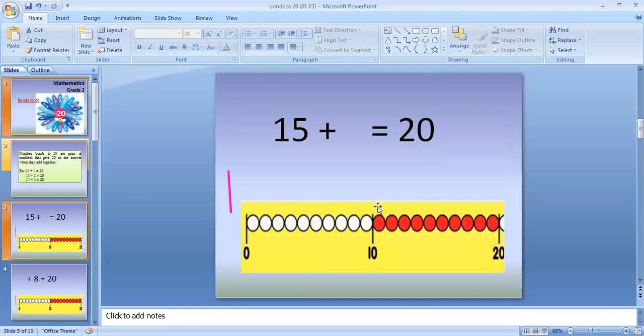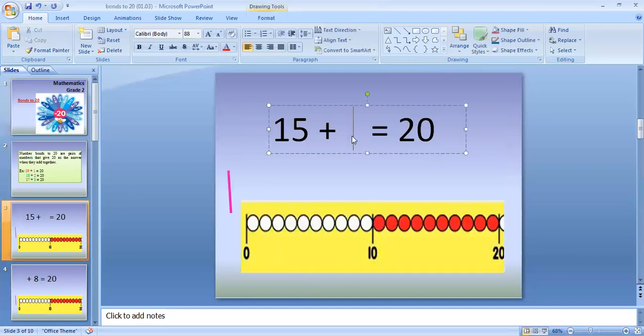Now here I will get the help of a beaded string. I have 20 beads on my string and here I am going to fill this blank. 15 plus blank is equal to 20. Now I am going to fill this blank using my beaded string. You may see I have 10 white beads and 10 red beads. Altogether it's 20. I have marked it. Now I am going to find the missing number.